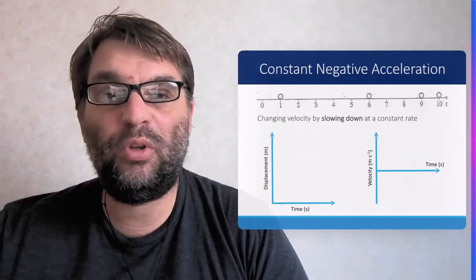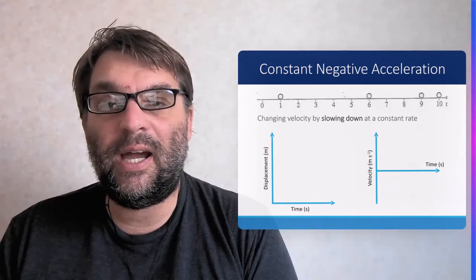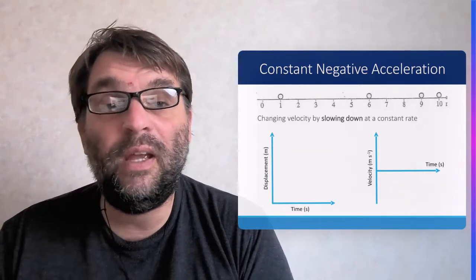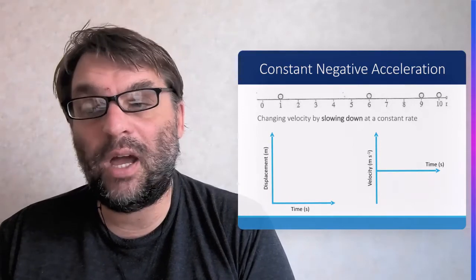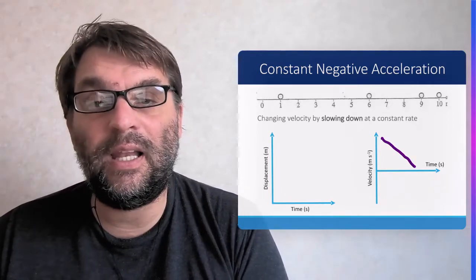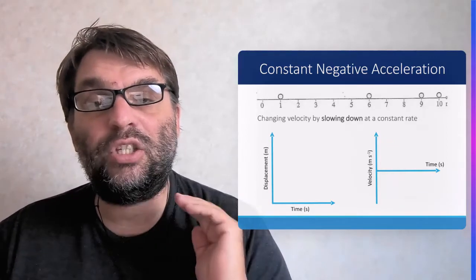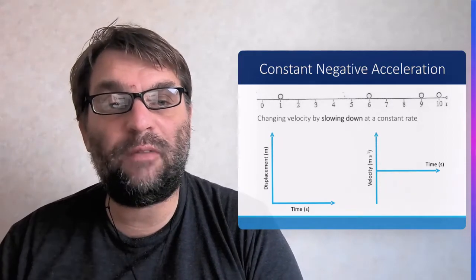Then you have the corresponding negative acceleration, which you'll see as a polynomial like that on the displacement time graph. And that means that the object is actually slowing down. That's going to be a negative linear relationship of velocity against time. So the slope of a straight line will be negative, and that's what you'll see with the velocity time graph.